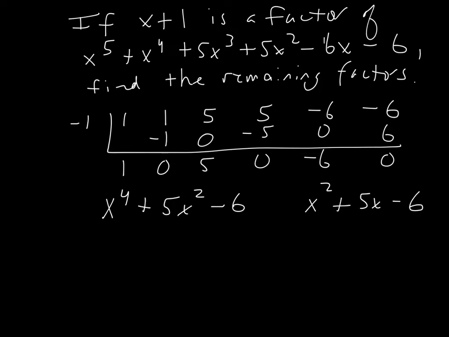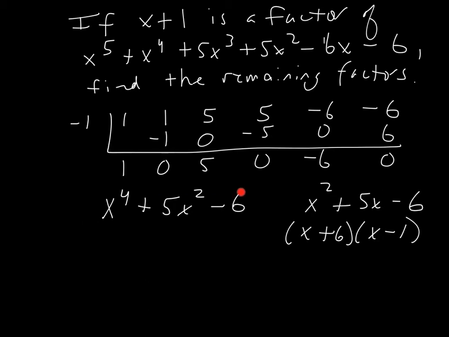So if I were to factor this one on the right, it would be x plus 6, x minus 1. You can check that if you'd like. That's x squared right there. Then we have negative 1x plus 6x, which is 5x. And then we have 6 times negative 1 equals negative 6. So this thing right here factors to that.